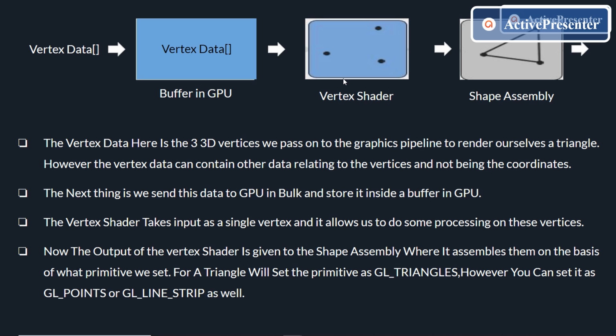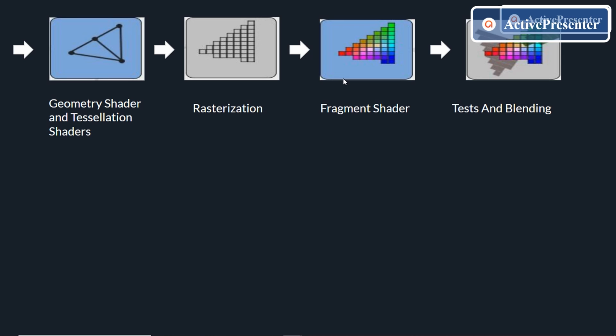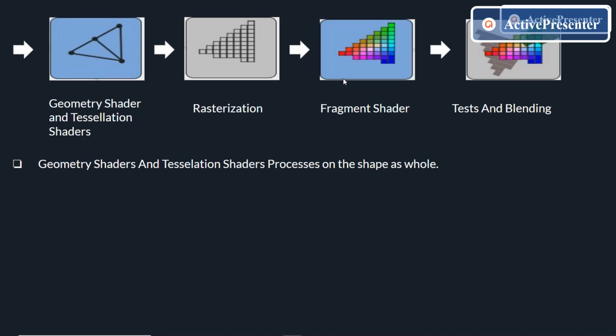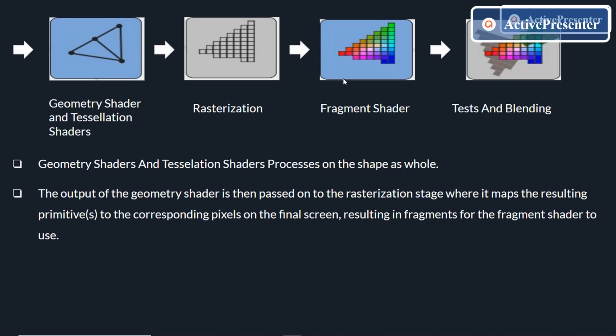Now, this assembled shape is then passed on to the geometry shader and tessellation shaders. These shaders take as input a whole shape assembled in the shape assembly stage, unlike the vertex shader, which takes single vertices. The output of the geometry and tessellation shaders is passed on to the rasterization stage. In the rasterization stage, it maps the resulting primitives to the corresponding pixels on the final screen, resulting in various fragments for the fragment shader to use.